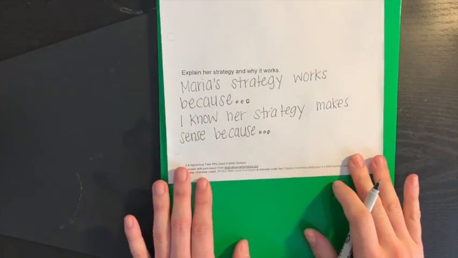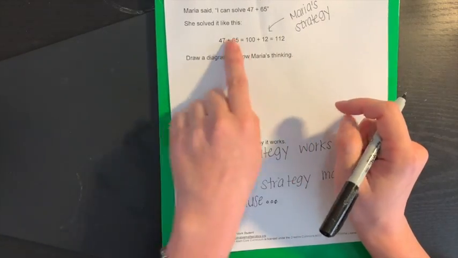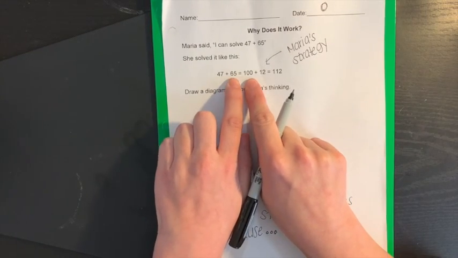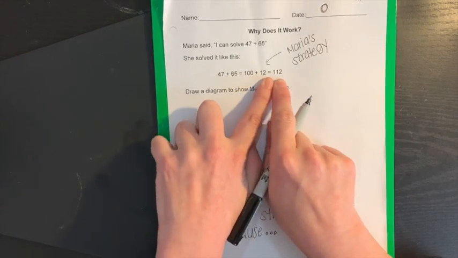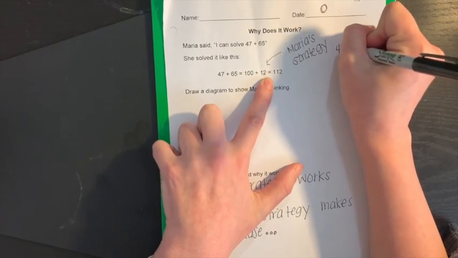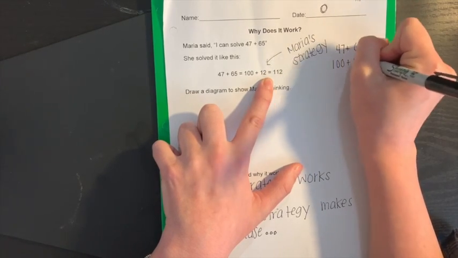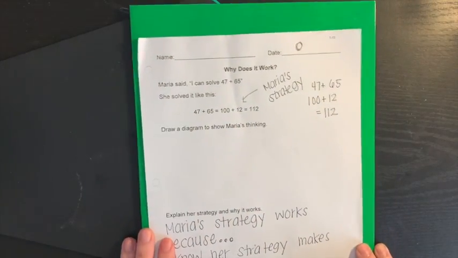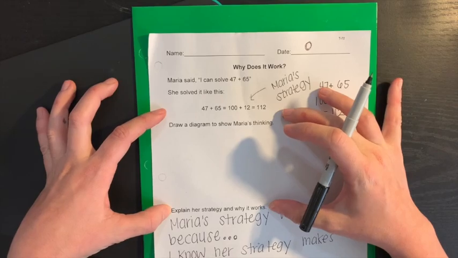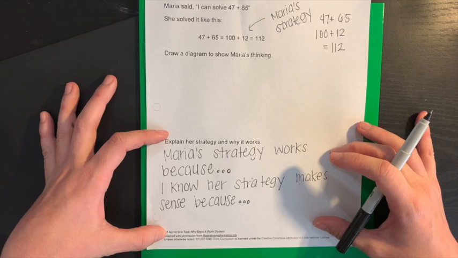Okay, so for this assignment, all you have to do is show me a strategy for this thinking. 47 plus 65 equals 100 plus 12, which equals 112. She could have also written that like this, just to make it easier for you to see. Okay. So you're gonna draw a diagram, think about that anchor chart that I reviewed with you. Then you're going to explain her strategy and why it works.